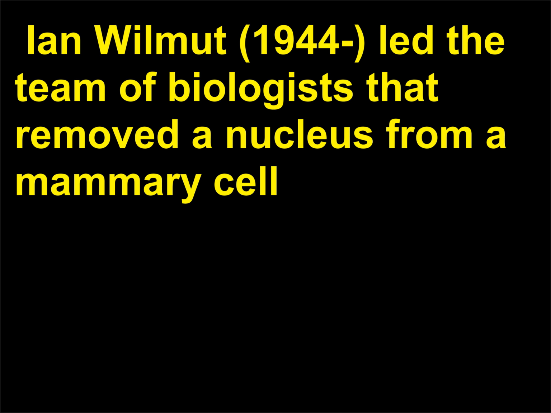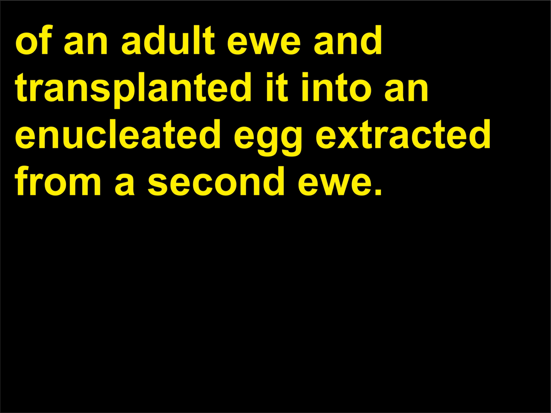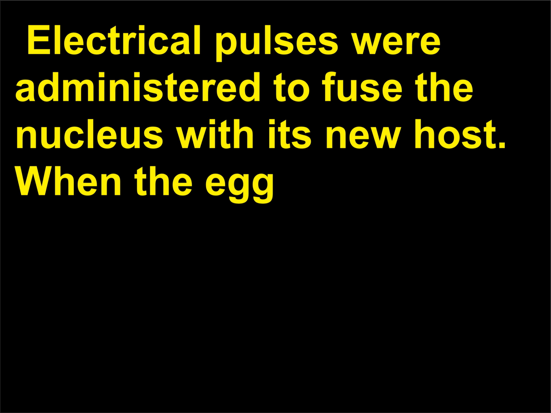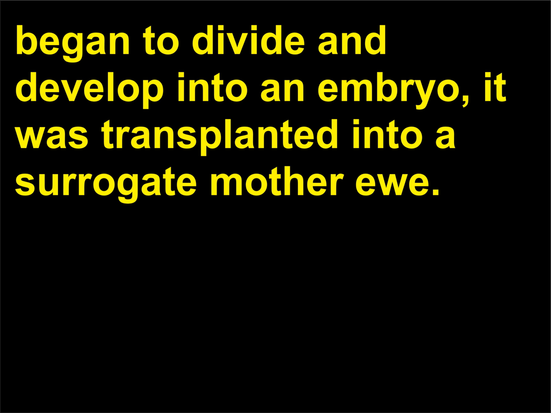Ian Wilmut, 1944, led the team of biologists that removed a nucleus from a mammary cell of an adult ewe and transplanted it into an enucleated egg extracted from a second ewe. Electrical pulses were administered to fuse the nucleus with its new host. When the egg began to divide and develop into an embryo, it was transplanted into a surrogate mother ewe.